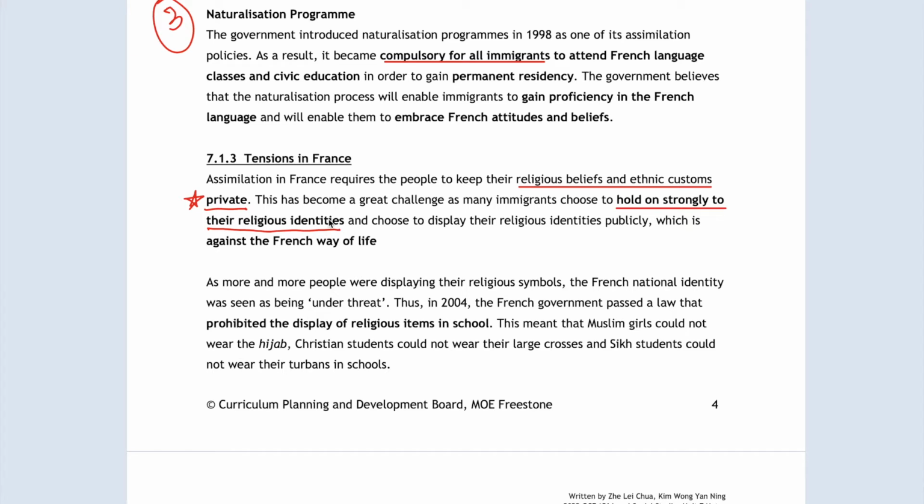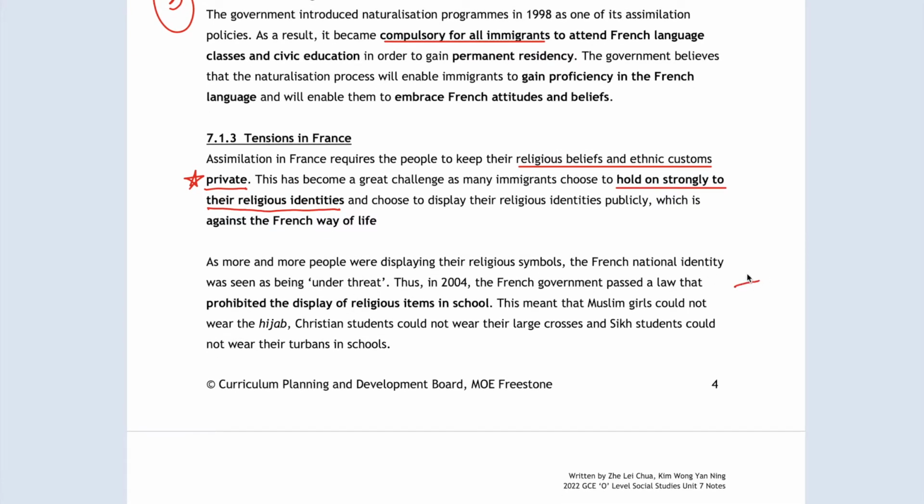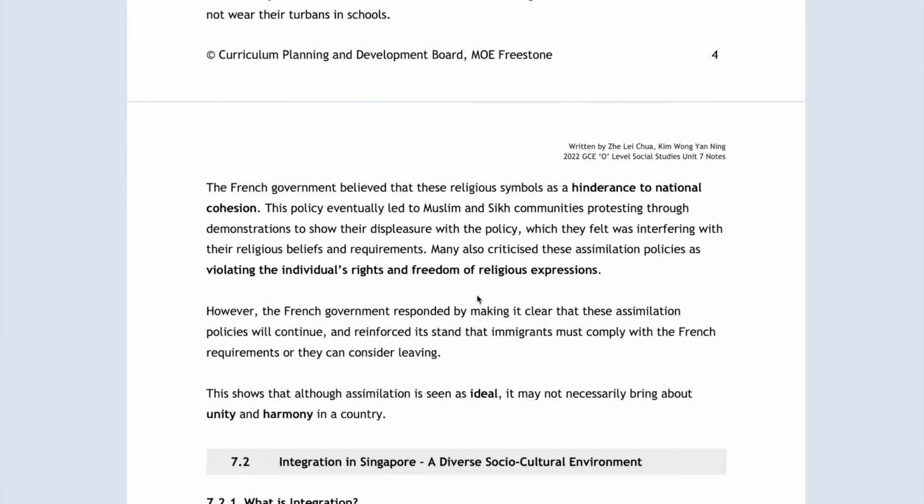In 2004, the government of France passed a law which prohibited the display of religious items in school. For example, Christians could not wear their crosses, Muslim women could not wear their hijabs in school, and Sikh students could not wear their turbans in school as well. All these were completely banned, because to them, by allowing this, we would be going against the national identity that we were so protective of. So that is why there are some tensions.